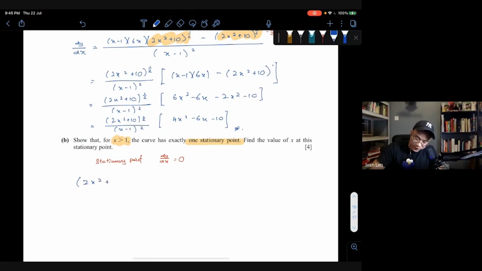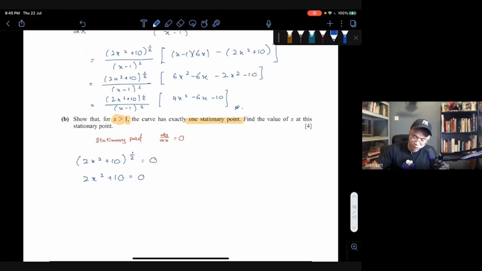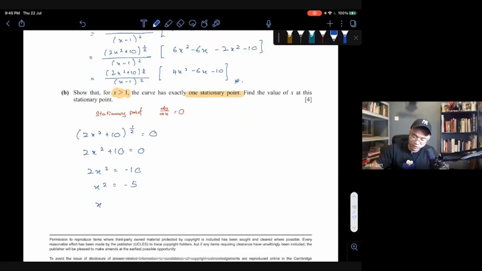(2x squared plus 10) to the power of half. This is already factorized, so we can just take each bracket equals 0. 2x squared plus 10 equals 0. 2x squared equals negative 10. x squared equals negative 5. This one is a math error, so reject, because we cannot square root a negative.